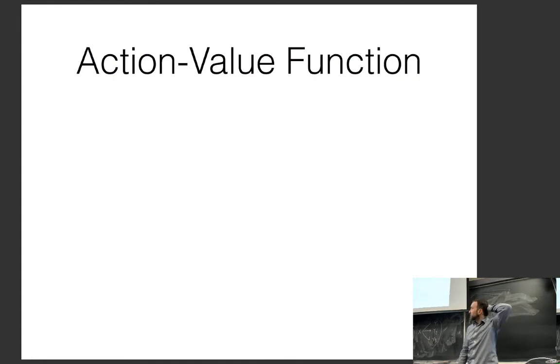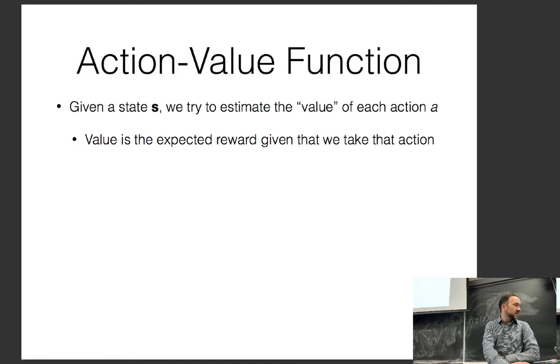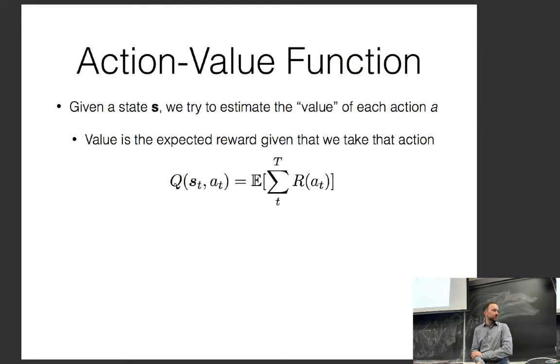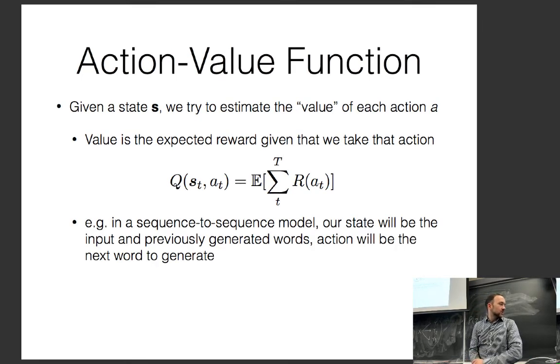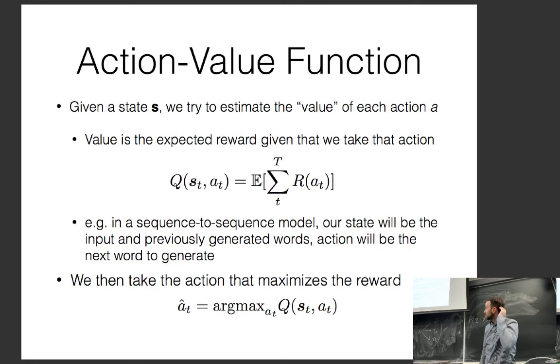So this action value function basically looks like, given a state S, we try to estimate the value of each action A, where the value is the expected reward, given that we take that action from this state. R actually is a subscript of R, I probably should have had ST also. But given that we take this action at the state, what is the expectation? So in an example, in a sequence-to-sequence model, our state would be the input and the previously generated words, and the action would be the next word to generate. Then we take argmax of this function.